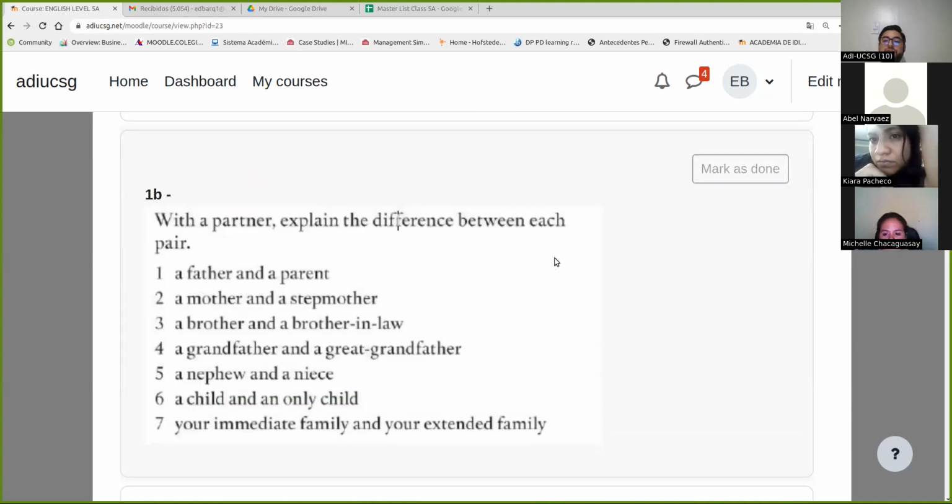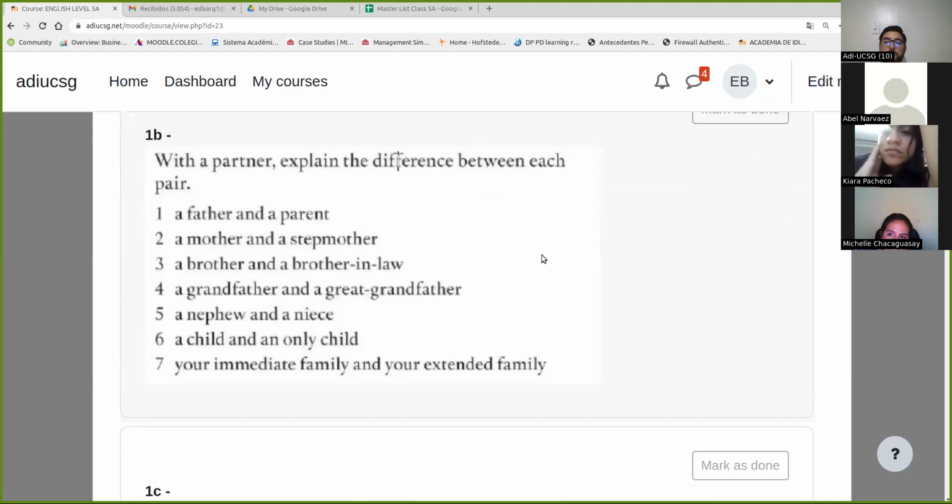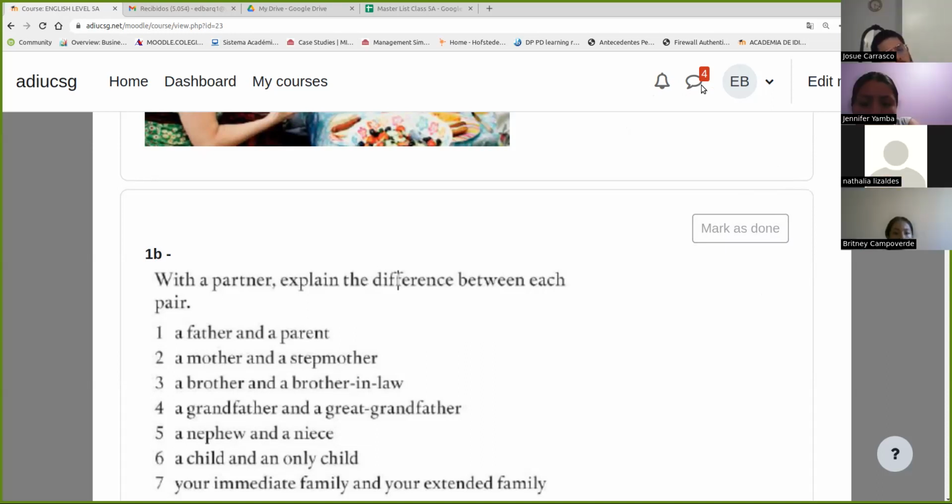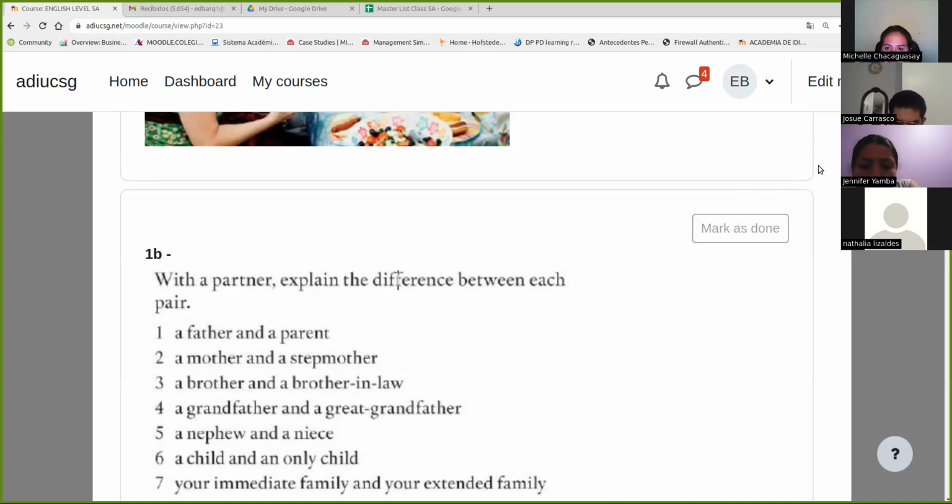I would like you to try and explain to me the difference between each pair. So what's the difference between a father and a parent? What is the difference? Please try to do it in your own words. What is the difference between a father and a parent? Once again, if you raise your hand, that would be great. Stephanie, all right, you're participating a lot today, Stephanie. Go ahead.